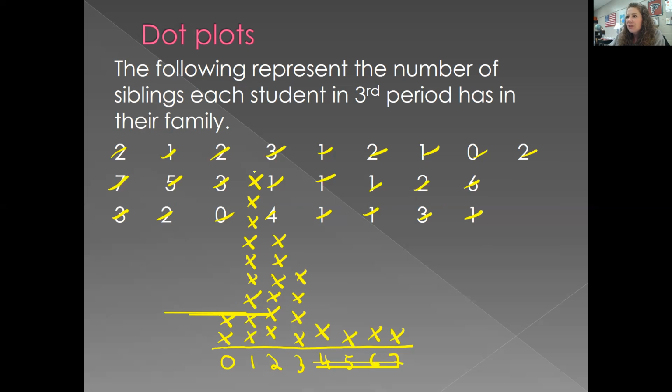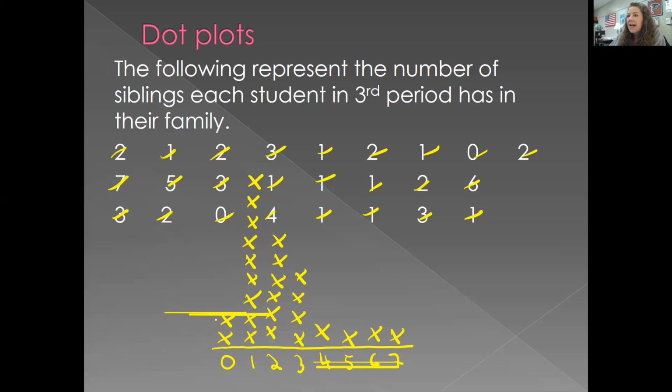Now, one of the things you can tell very quickly from a dot plot is the mode. The mode is the number that occurs the most. So obviously the highest column, which is our 1, shows us what our mode is. It also shows us how our data is distributed. Most of our data points are between 0 and 3. It doesn't look like we have an outlier, but this kind of comes next.